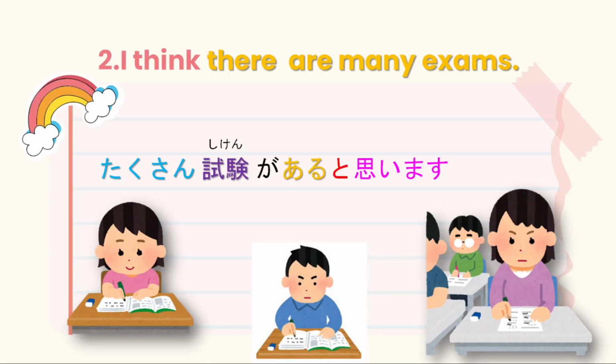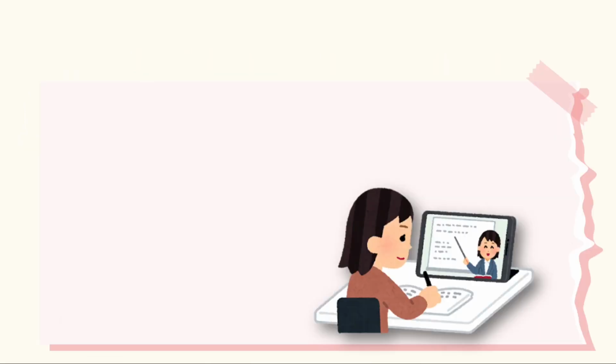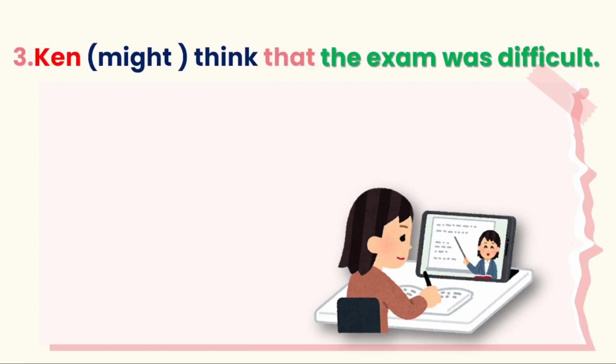Fine. Let me give you one more example. Ken might think that the exam was difficult. Now, do you remember the point that I told you at the beginning of this lesson? If you are still continuing to watch this video, I'm sure you can recall that point. When I is not the subject, when you are talking about what somebody else might be thinking, in that case, we do not use to omoimasu. You remember that, right? So what do we use instead of to omoimasu?